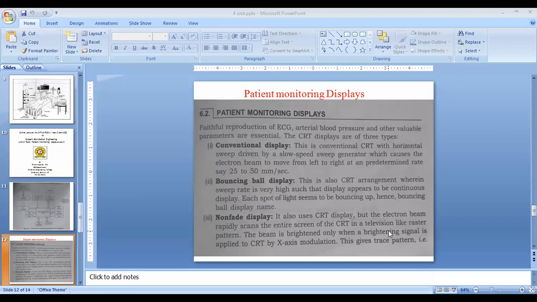Most of the cases we can use the bouncing ball. The bouncing ball displays are used in hospitals most of the time. With that we can identify a number of signals at a time. So with this, if you have any doubts.